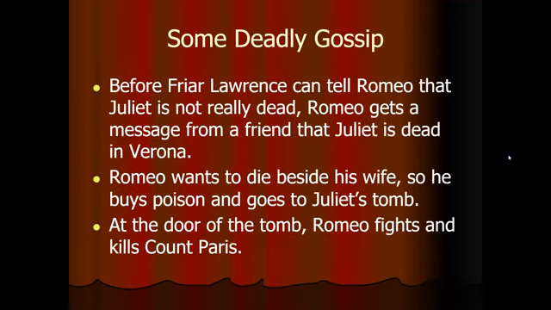Some deadly gossip. So before Friar Lawrence can tell Romeo that Juliet is not really dead, Romeo gets a message from a friend that Juliet is dead in Verona. Romeo wants to die beside his wife, so he buys poison and goes to Juliet's tomb. At the door of the tomb, Romeo fights and kills Count Paris. So at this point, Romeo has killed Tybalt, who's Juliet's cousin, and now he kills Count Paris. And so he buys poison because he wants to die next to his wife because he thinks that Juliet is dead, but Juliet's really sleeping because she took a potion from Friar Lawrence. It's very confusing.